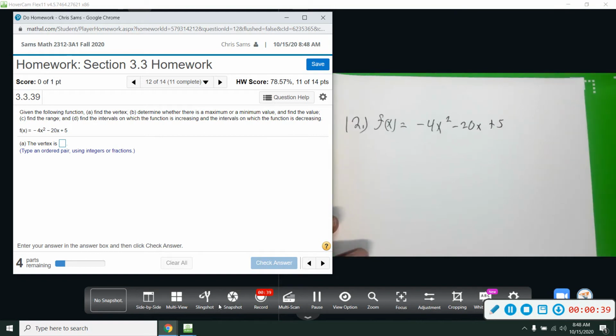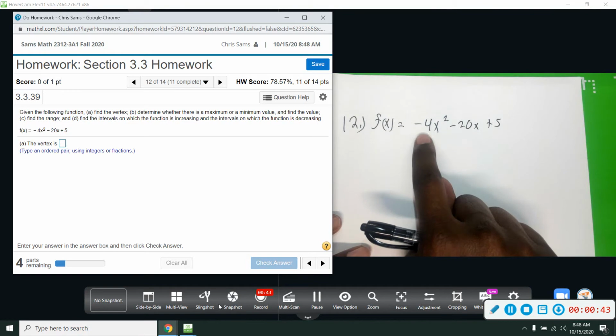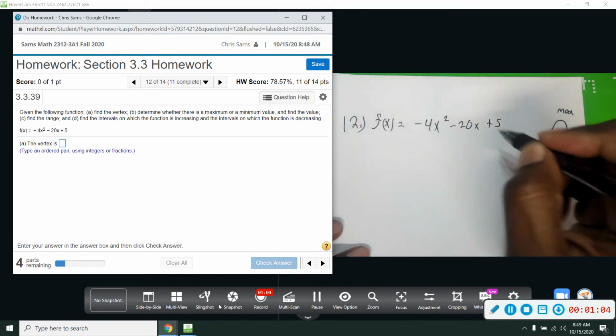Now, we can answer a couple of questions already. The fact that this leading term is negative and we have an x squared means that our parabola will be going downward. And that tells us that we will have a maximum. Okay, so we can figure that out just from the standard form of the equation. But we're going to turn this into vertex form.